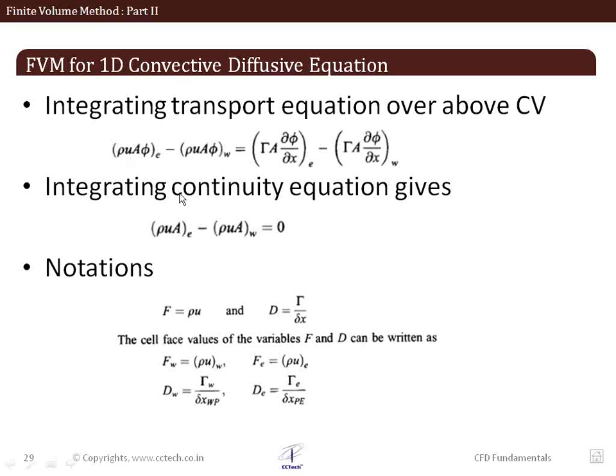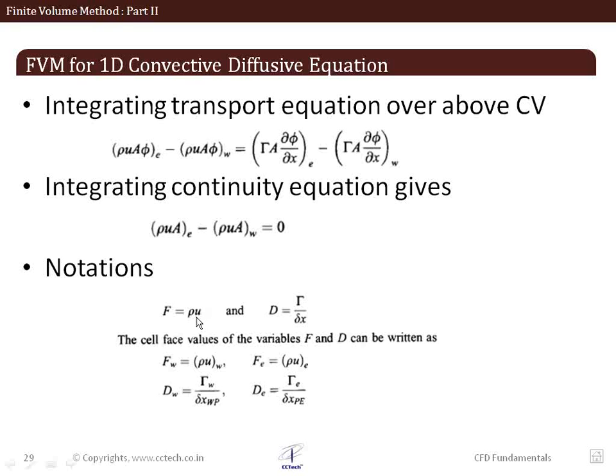And when we also apply this integration over the continuity equation, we obtain rho u A on the eastern face, which is simply the mass flow rate across the eastern face, and the same for the western face. The difference between them is equal to 0. We'll just use some notations to make our representation a bit more simplified. So we represent flux F by rho times u. Rho times u is something like mass per unit area per unit time, so mass flow rate per unit area, that's mass flux.